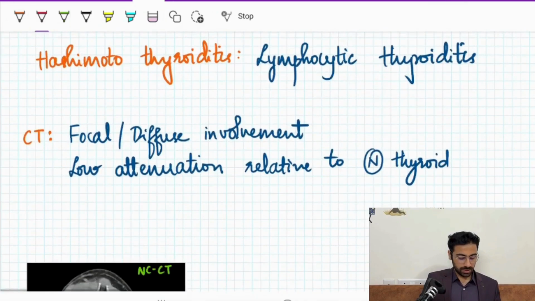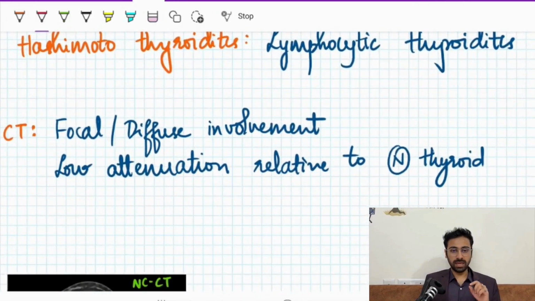Coming next to CT, this can either be focal or more commonly the diffuse variant. It shows low attenuation relative to the normal thyroid gland and does not enhance as much as the normal thyroid gland. The normal thyroid gland on non-contrast CT is usually hyperattenuating because of the high iodine content. Whereas in this IgG4 related disease, it is replaced by hypoattenuating mass.